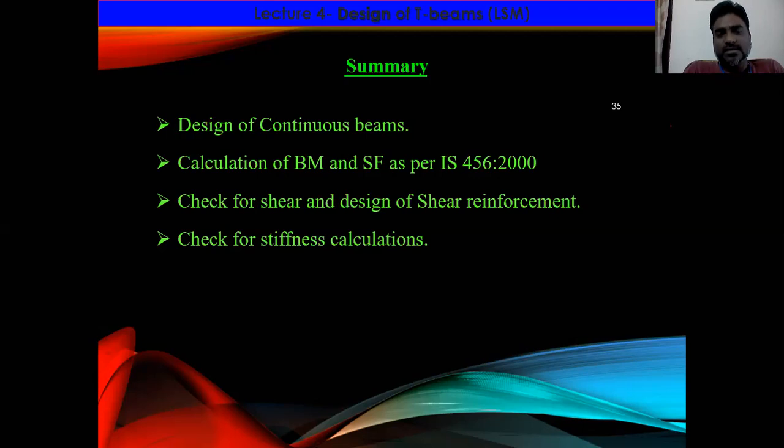And at the end, we have drawn the reinforcement details. So this is how we need to design a continuous beam, right? So for this, I would like to conclude this class. Thank you.